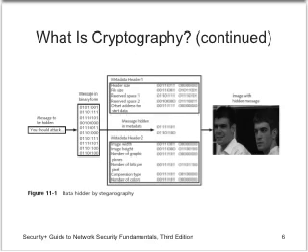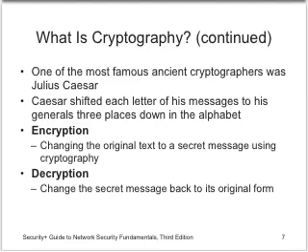One of the famous ancient cryptographers was Julius Caesar. He shifted each letter of a message 3 places down the alphabet. In fact, I don't know if you guys watch any of the CSI stuff. There's a CSI Los Angeles, I think, with LL Cool J in it. Anyway, NCIS, that's right. NCIS Los Angeles.